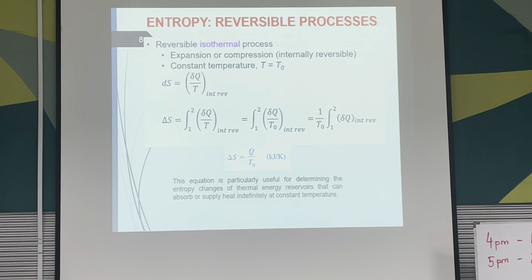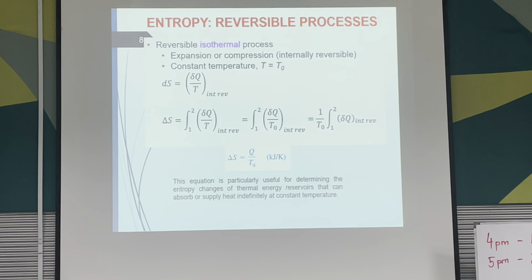So this equation is particularly useful for determining the entropy changes of a thermal energy reservoir, which is actually what we did just now when we were deriving the Clausius inequality. Because we just use Q over T and Q over T. Why? Because we learned that thermal reservoir temperature will never change. So the heat that you take from it is a constant value, the heat that you reject to the reservoir is also a constant value. So then you can just use Q over T naught. So this can be used to determine the entropy change of a thermal energy reservoir that can absorb or supply heat indefinitely at constant temperature.